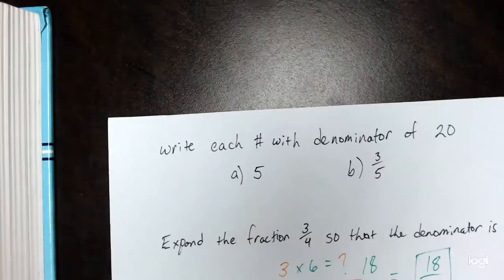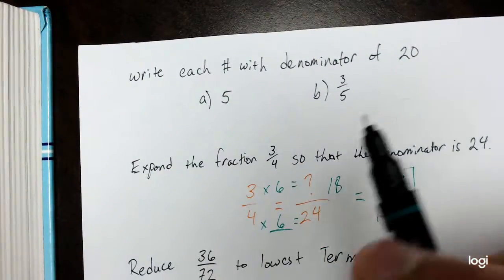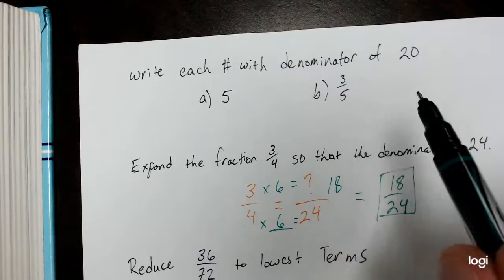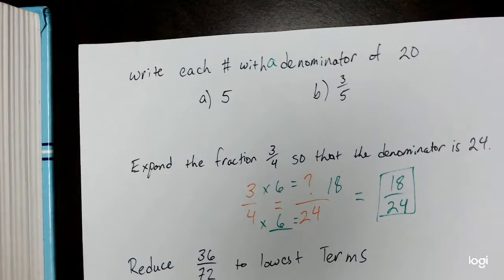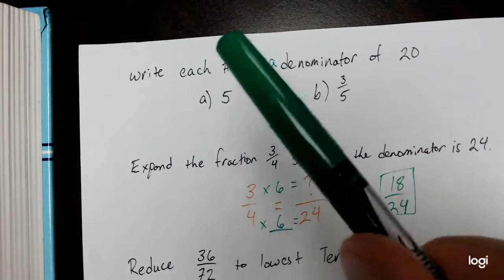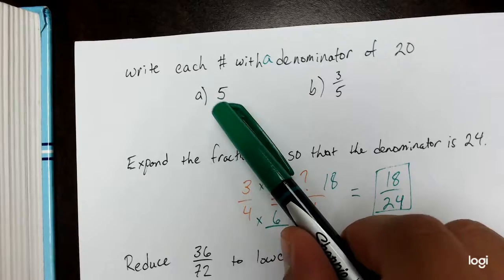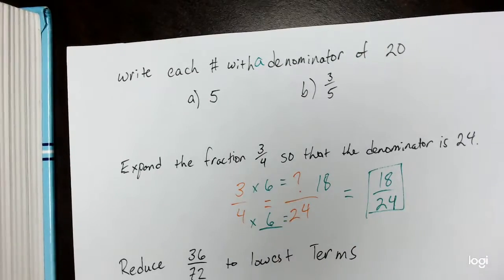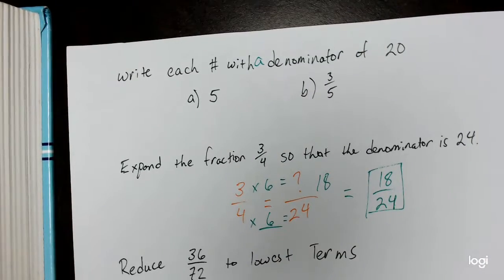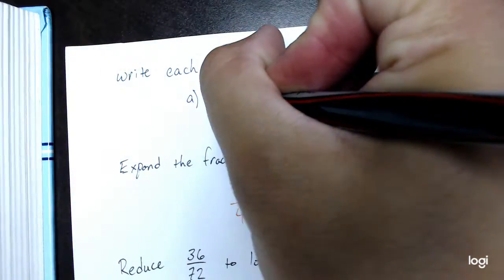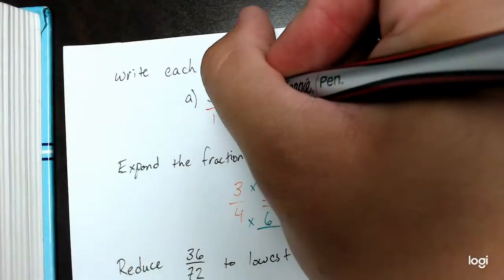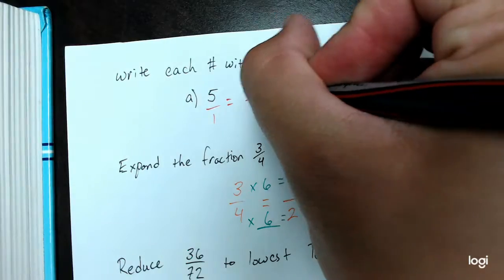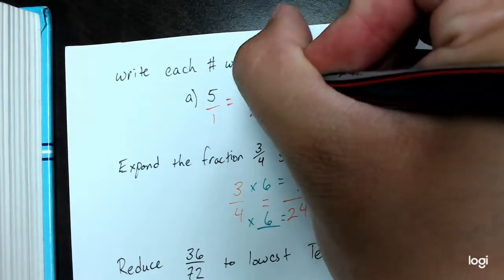Now, let's look at this top one here. Here they ask us to write each number with a denominator of 20. So some of you may be thinking, hey, this number 5, it's not a fraction. Well, who can tell me how to turn a whole number into a fraction? That's right, we just write it over 1. So if I take the number 5 and I write it over 1, ta-da, it is now a fraction. And then I need to rewrite it with a denominator of 20. So 5 over 1 is going to equal something over 20.